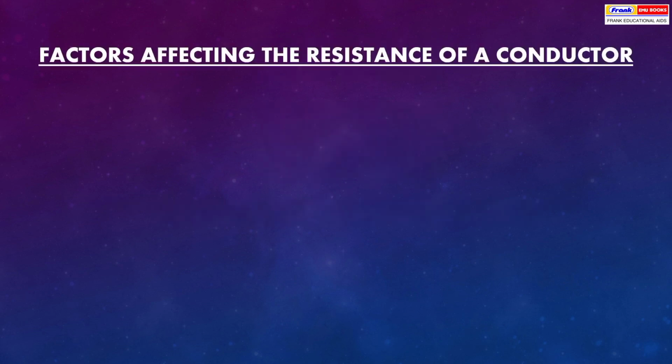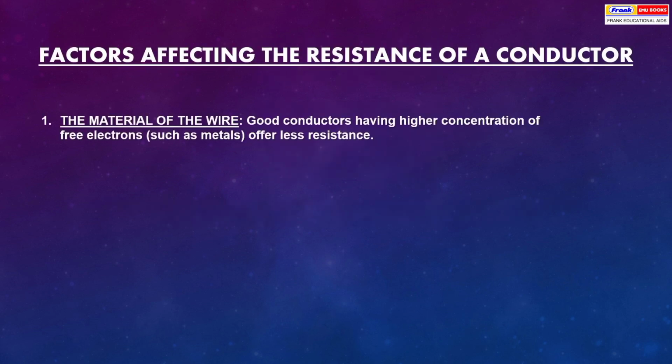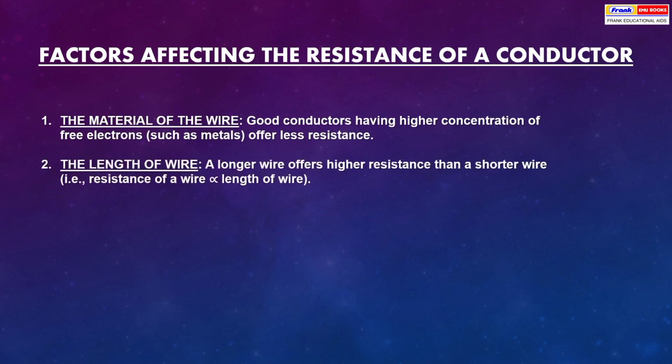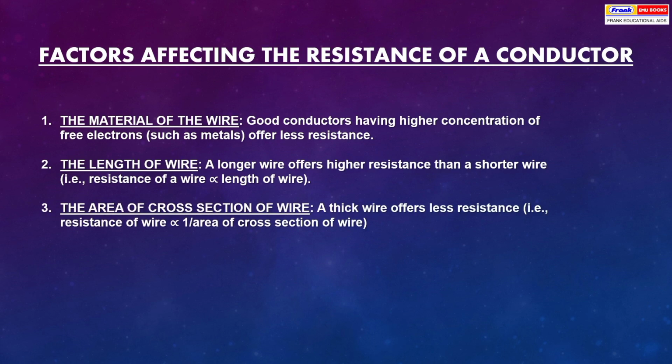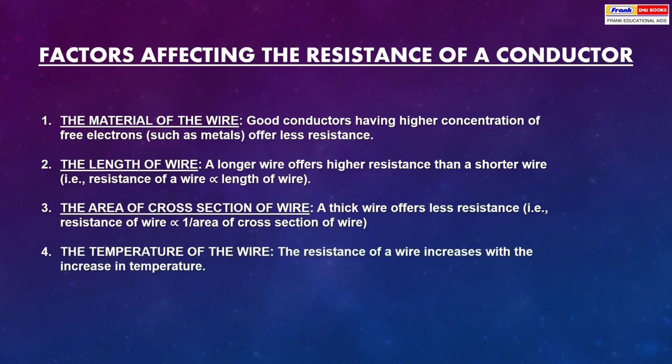Factors affecting the resistance of a conductor. First is the material of the wire. Good conductors have a higher concentration of free electrons and offer less resistance. Second, the length of the wire. A longer wire offers higher resistance than a shorter wire. Third, the area of cross section of the wire. A thick wire offers less resistance. Then the temperature of the wire. The resistance of a wire increases with the increase in temperature.